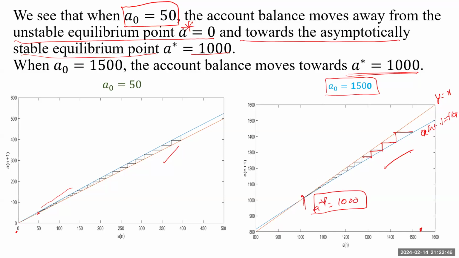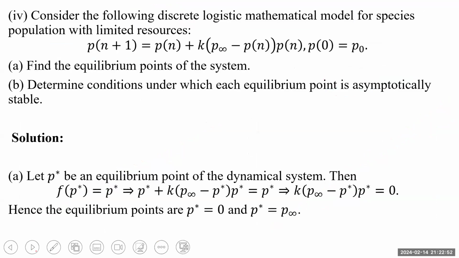So this was a problem we discussed previously. Next, see here, this is the last example in your material. We also discussed the logistic model for population growth. Now we will see the discrete logistic mathematical model for species population.